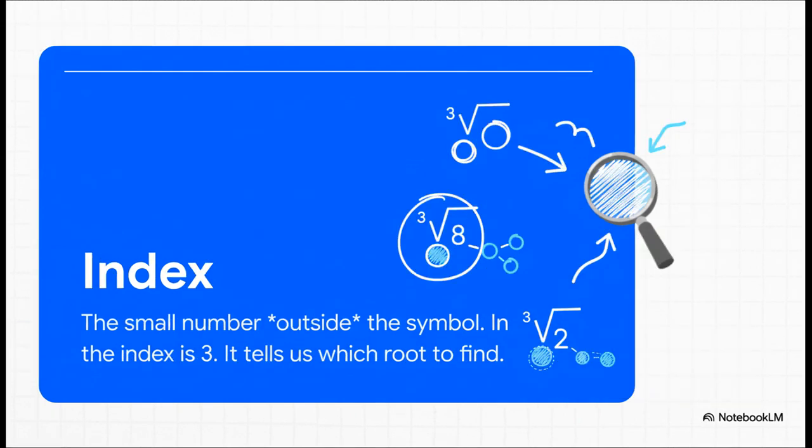And what about that little number tucked away in the corner? That's the index. It tells the machine which root it's supposed to find. So here, the index is 3, which means we're looking for the cube root. What number times itself 3 times gives you 8? Right, it's 2. But here's the super important part. You ready? If you don't see an index, it's not missing. It's just an invisible 2, which means you're finding the good old square root.